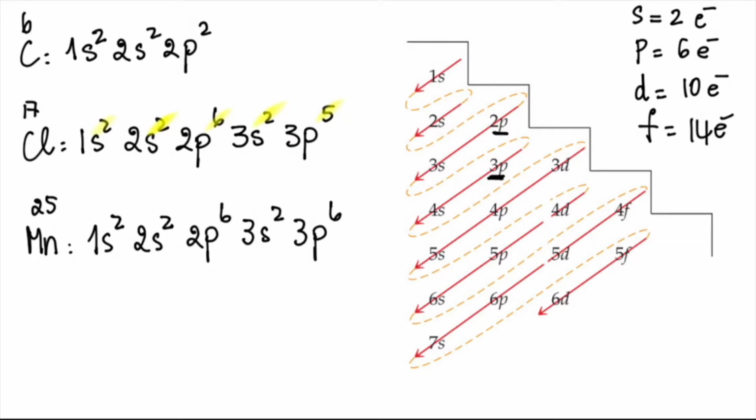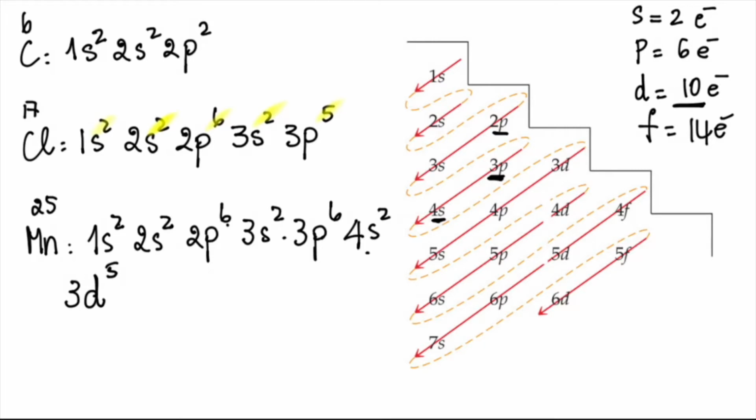After 3p, there is 4s before we go back to 3d. So after 3p, we have 4s2, and then it's going to be 3d. Right now, if we count 2, 4, 10, 18, 20, since d can put 10 and we need only 5 more, we can just put 3d5.